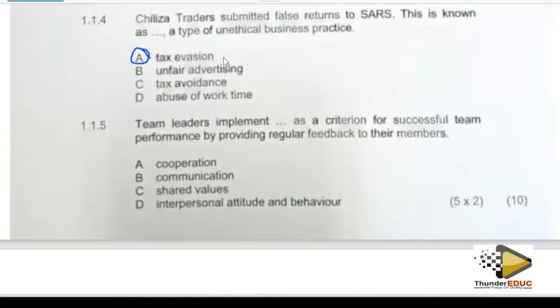Okay, right. So our appropriate answer is going to be A. Okay, right. So in this regard, grade 12, score yourself 10 marks.